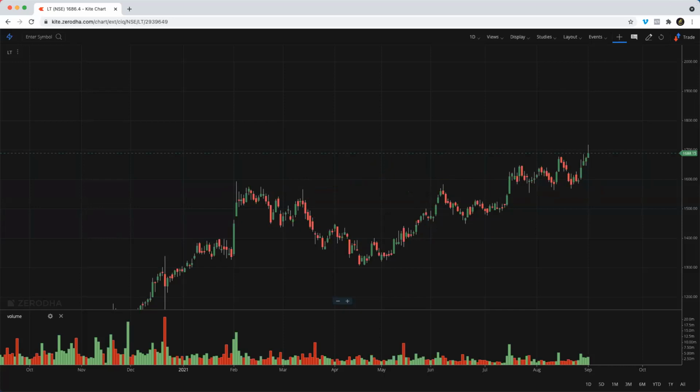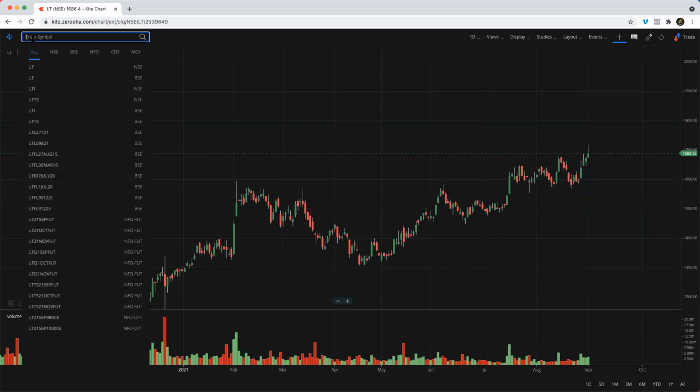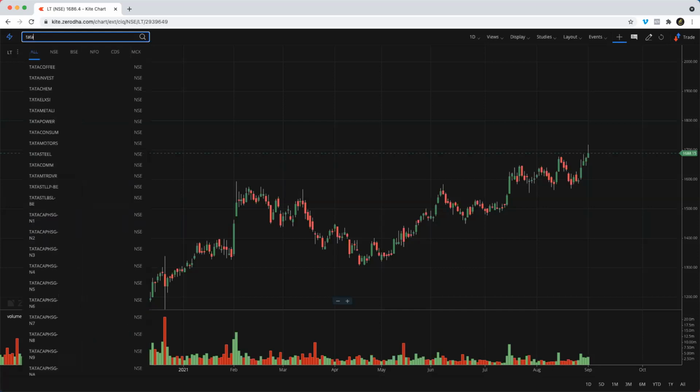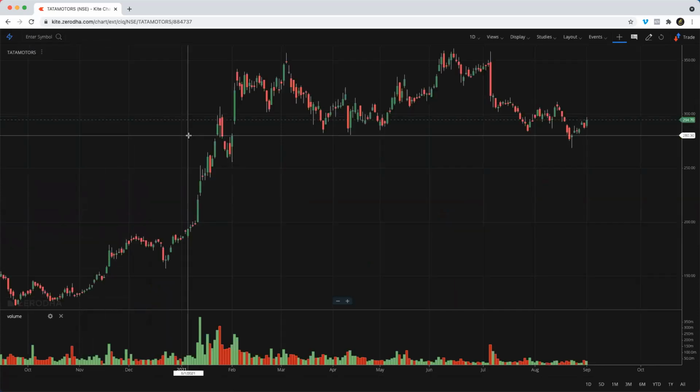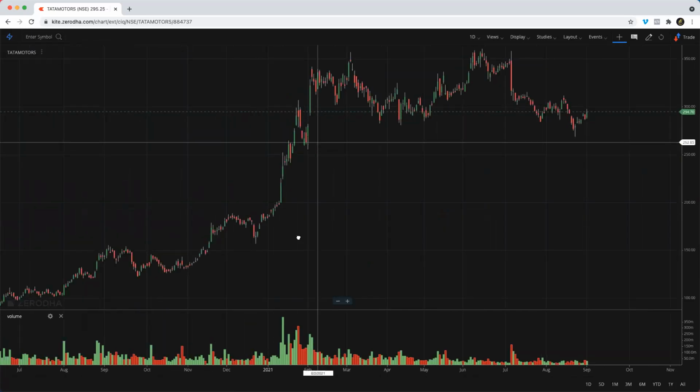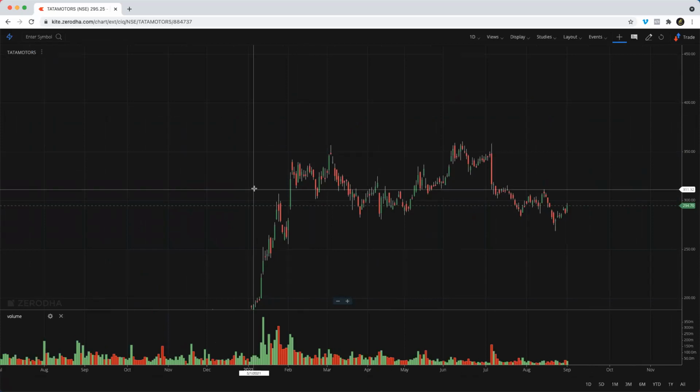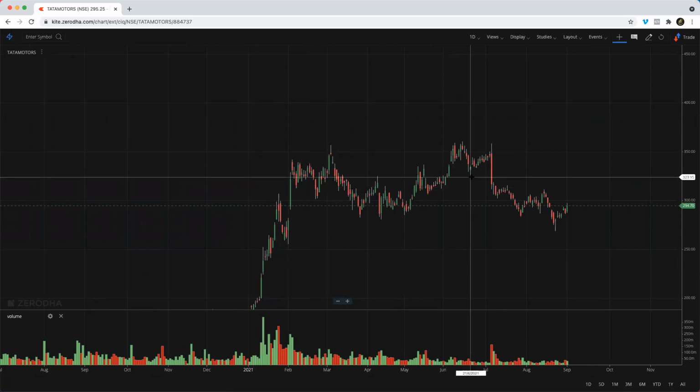So L&T was one winning trade. We're still holding this position. I'll show you one losing trade now. Tata Motors and Tata Steel were two trades that we had taken at the same time, both breakouts. In the case of Tata Motors, the price was actually finding a resistance over here. So in fact, this is not a breakout that took place.